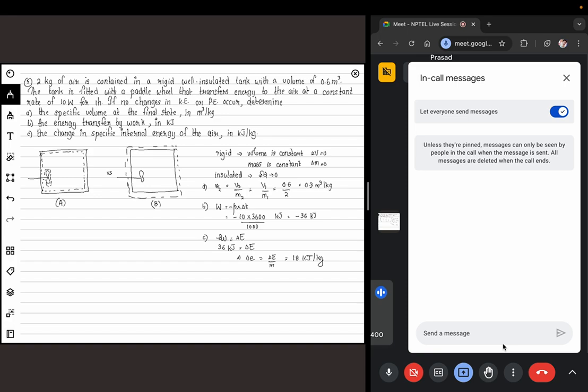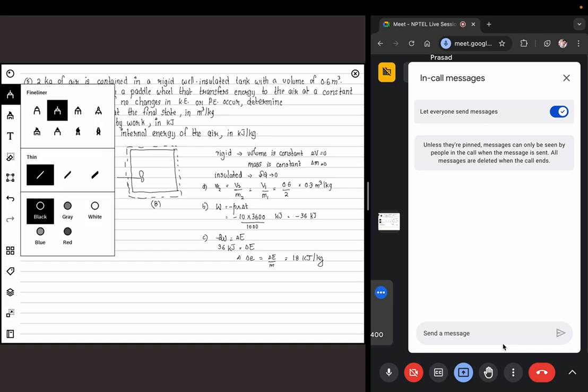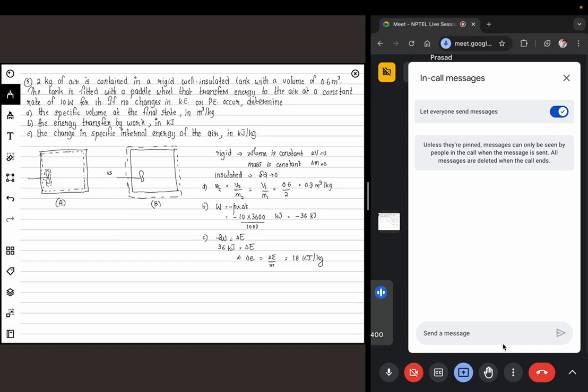Whenever I ask whether work is being done or not, all you have to understand is this: anything external to the system, if it can be converted into the lifting of a weight, then work is being done by it. If not, then no work is being transferred. In this case, if you connect a rope here and then connect it to a mass, as this is rotating, the mass will move up or down depending on the direction of rotation. So this can be converted into work only if this shaft is inside the system.